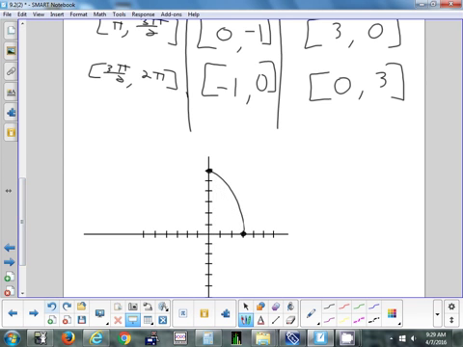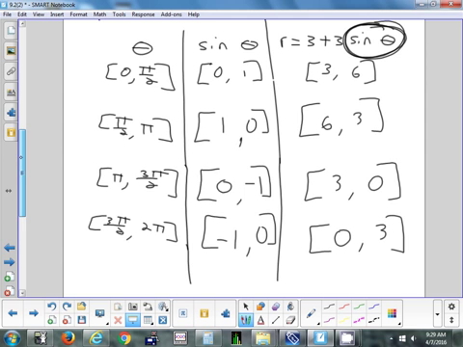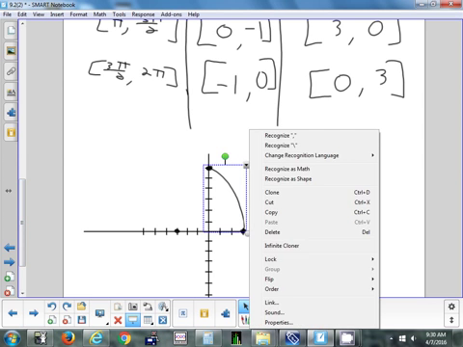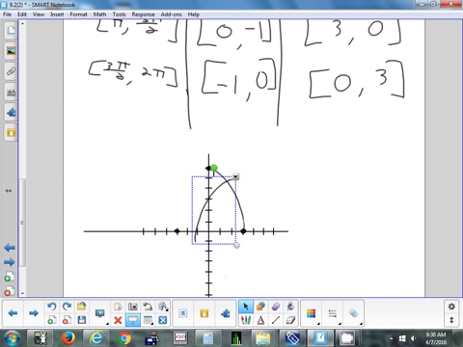Now, what's happening to my radius as I go from pi over 2 to pi? It decreases from 6 to 3. So I'm starting at 6, and my radius is going to decrease to 3. So basically, I'm just going to mirror image this. It's pretty close.